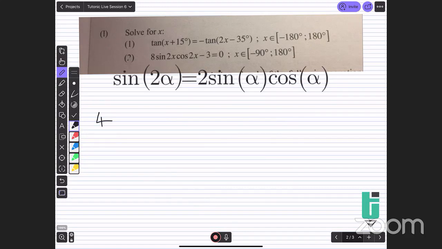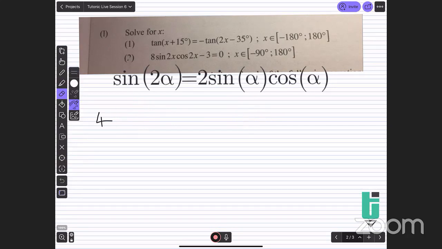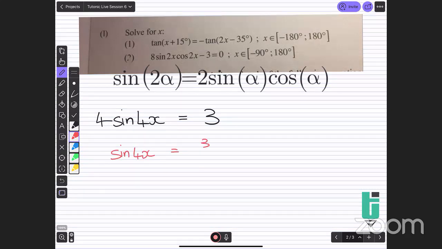So what I would do is take this 4 and write it as 2 sine 2x cos 2x. Do you see that? Now it's a double angle. You take the 4 away. Do you see how it matches now? Yes. So now you can apply that rule. What does it become? 4 sine 4x. So it's just 4 sine 4x equals 3. You take the 3 over. What's next? We can divide by the 4 in front of the sine. Great. What's next? I don't know what to do after that.